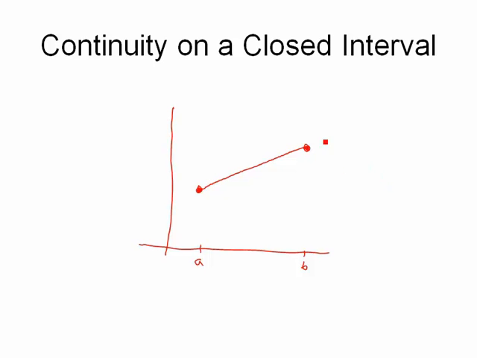That's the 3 parts. It has to be continuous between the points. It has to be continuous from the right as I approach the left endpoint. So that means as I draw it from the right. And it has to be continuous from the left as I draw it from the left. If that's the case, we're continuous on the closed interval.